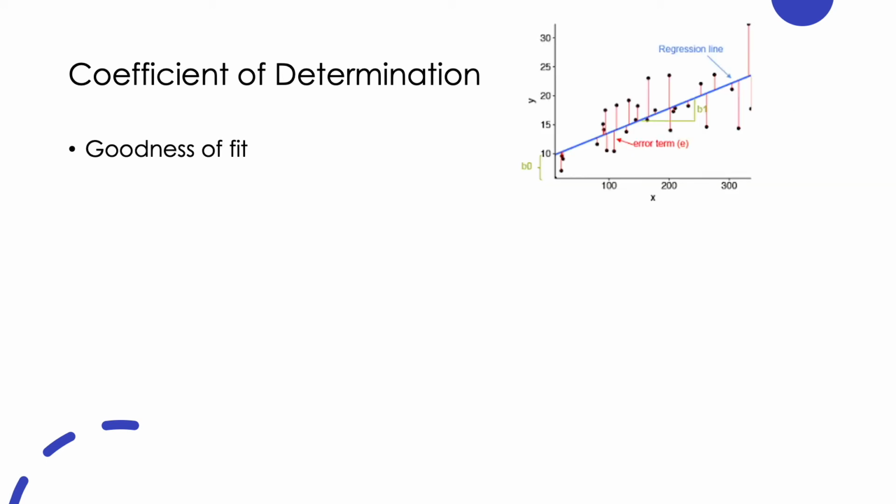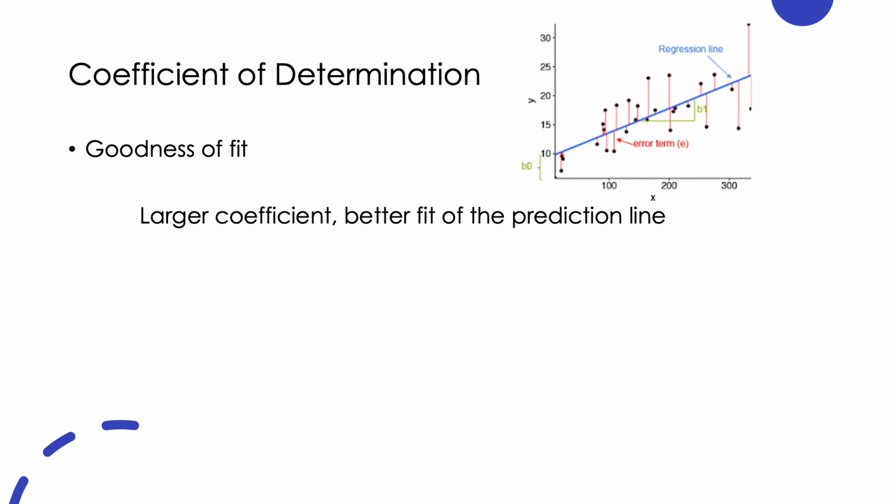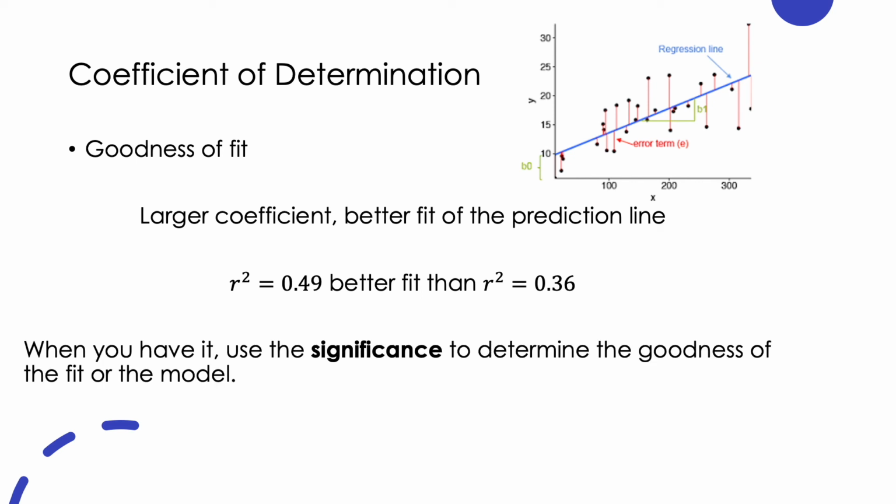The second use of the coefficient of determination is for deciding on the goodness of fit. A larger coefficient means there's less error or deviation from the prediction line. So r squared of 0.49 is a better fit to that line than r squared of 0.36. This makes a really good rule of thumb for comparing. However, please note this. If you have it, you use the significance value for the regression model. It's always best to report that rather than relying on the coefficient of determination.